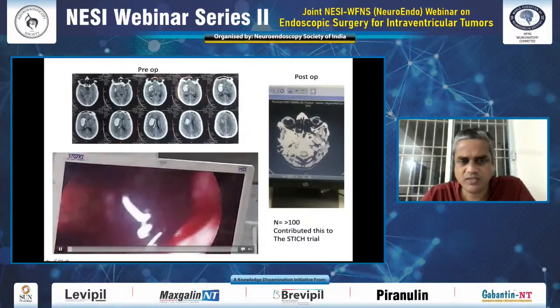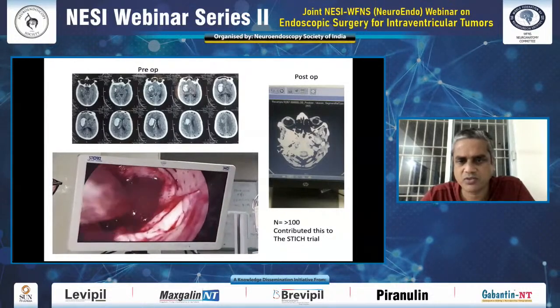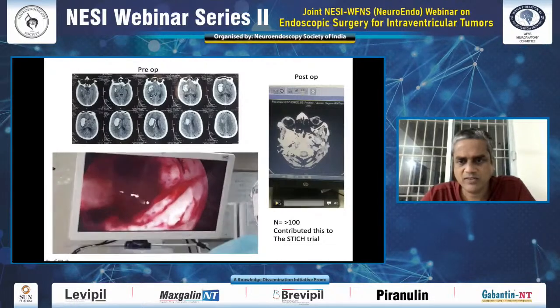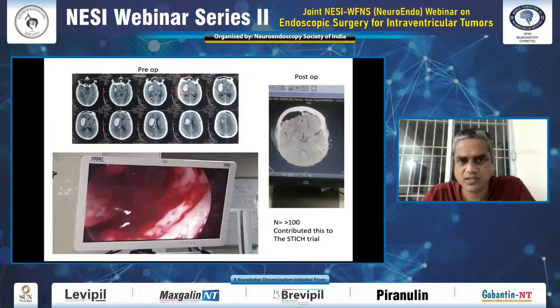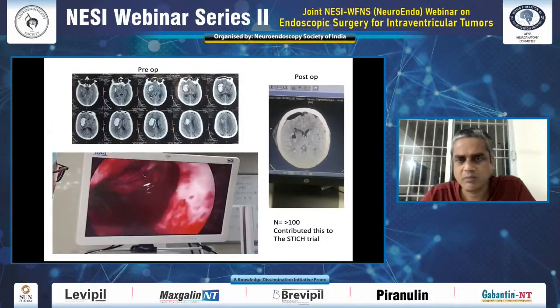So I have been using this technique for almost 15 years, and I contributed all the cases to the STITCH trial more than 15 years ago. And one can see that by using this technique for intracerebral hematoma, you could evacuate the hematoma clot within a matter of a few minutes.